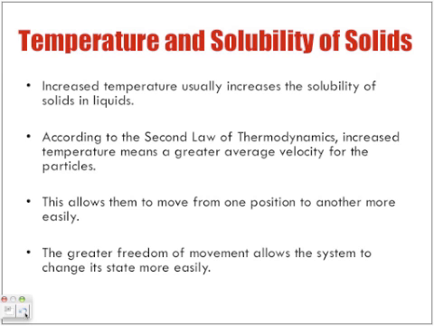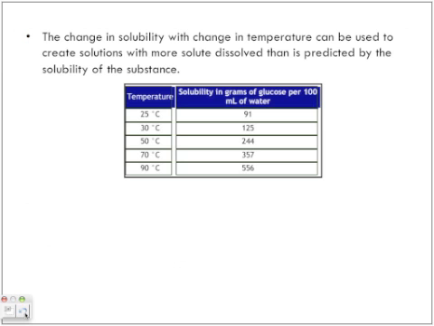The greater freedom of movement allows a system to change its state more easily, right? So we're changing from solid to a liquid to a gas. What do we need to do? We need to increase the temperature. We increase the temperature, we increase the kinetic energy, we give more energy to these particles. These particles now have no choice but to bump away from one another and break away from their state of matter, whatever they're in, solid to liquid to gas.